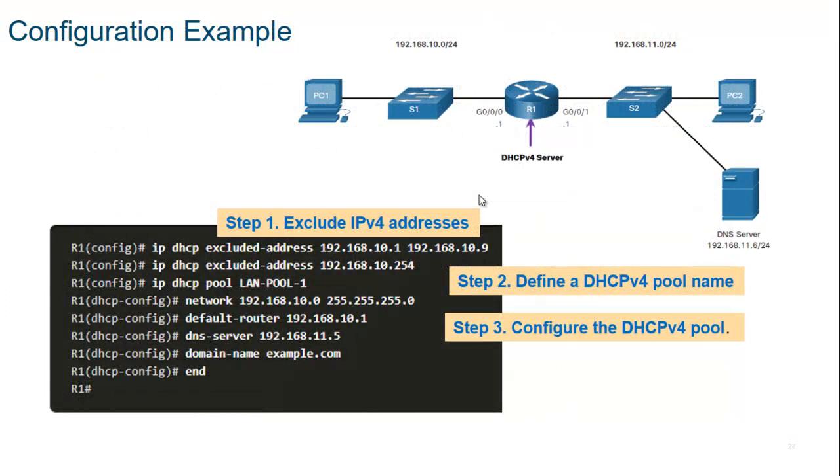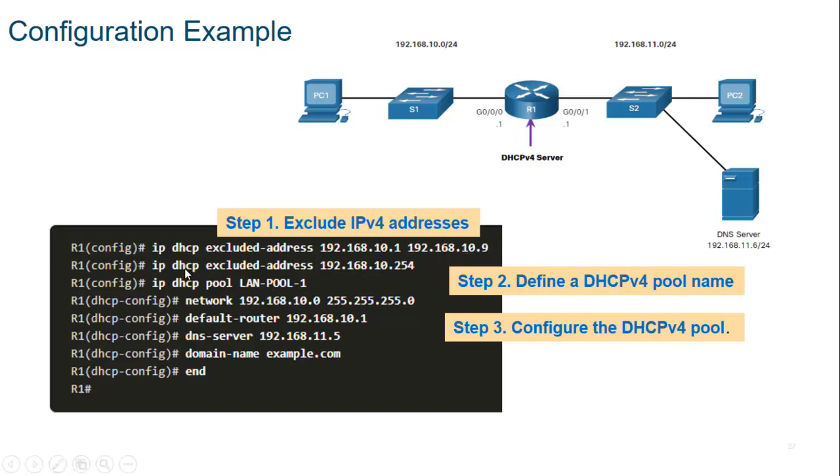So let's look at an example. This is our topology. Step 1 is to exclude IPv4 addresses. ip dhcp excluded-address, this is a range, lower to higher, from 192.168.10.1 until 192.168.10.9. This range of addresses is excluded.